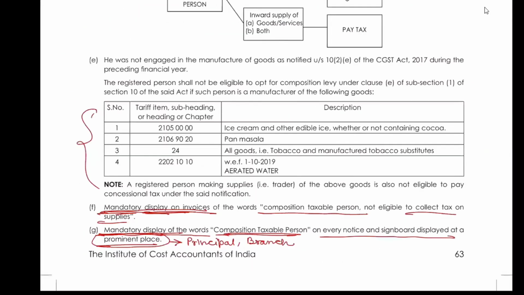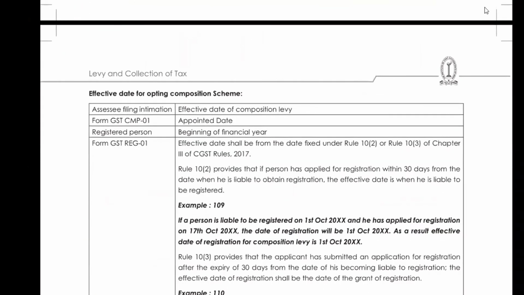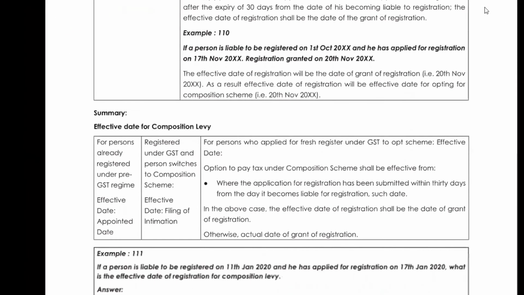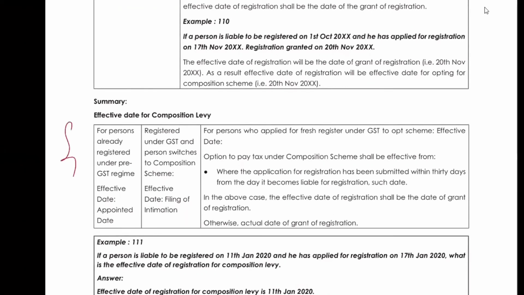Correct. Okay, this SSC filing intimation, appointed date. Appointed date, I told you, is the date notified by the law itself. Okay. And GST REG-01, we have discussed all these things. For an already registered person, the effective date will be the appointed date, as given in this table.